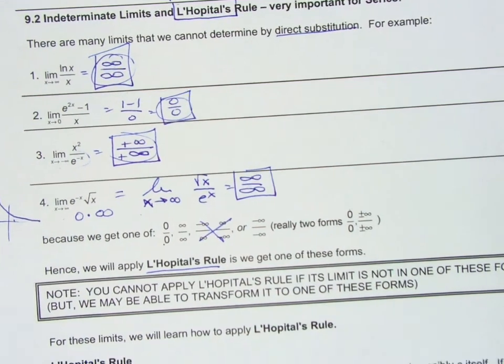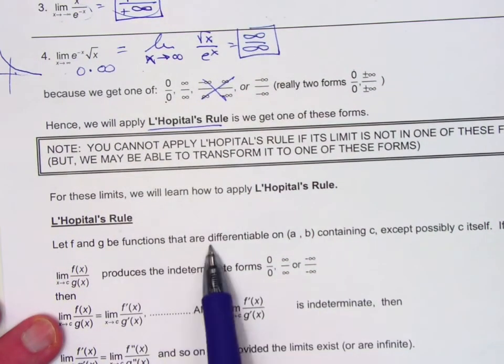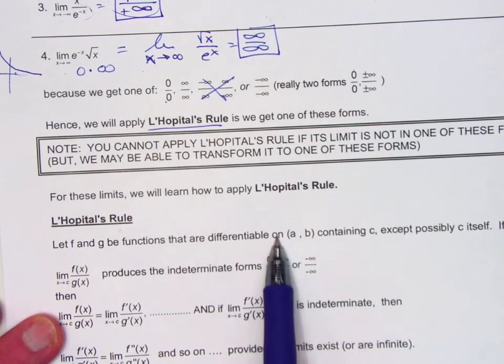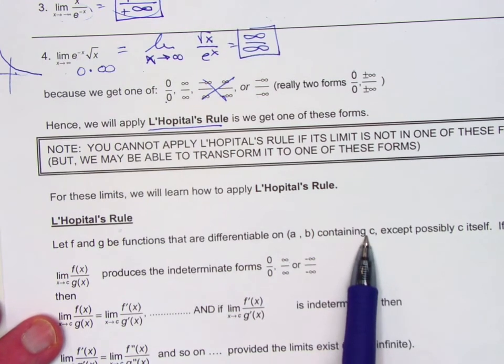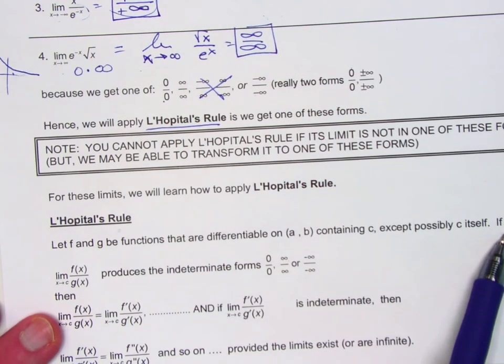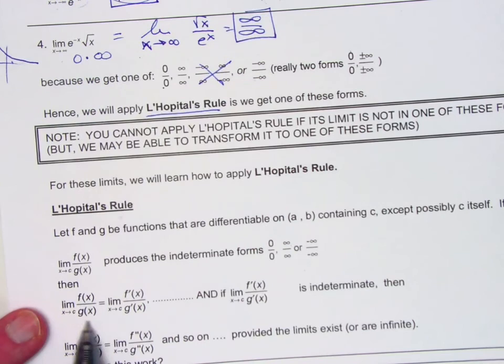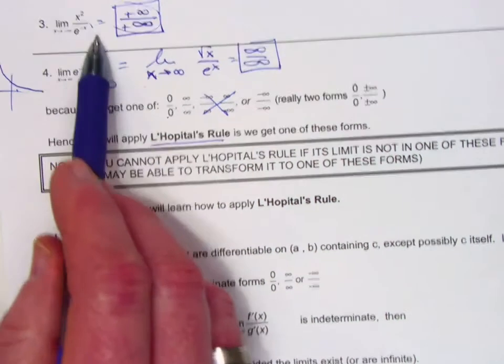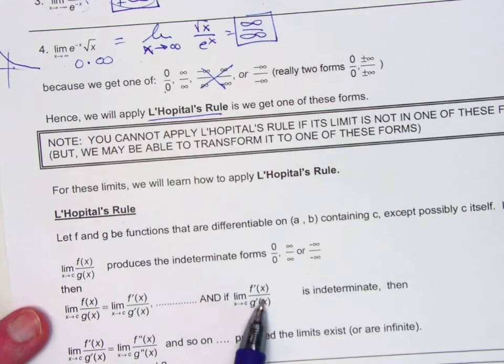What is L'Hopital's rule? It says we let f and g be continuous functions that are differentiable on an interval containing c, except possibly at c. So it may not be differentiable there, but the limit still exists. If the limit produces one of these forms, then we rewrite it: we take the limit of the derivative of f over the derivative of g. In this case, this was f, this was g. It's not the quotient rule; it's the derivative of the top divided by the derivative of the bottom. And if that approaches a value, that is our limit.